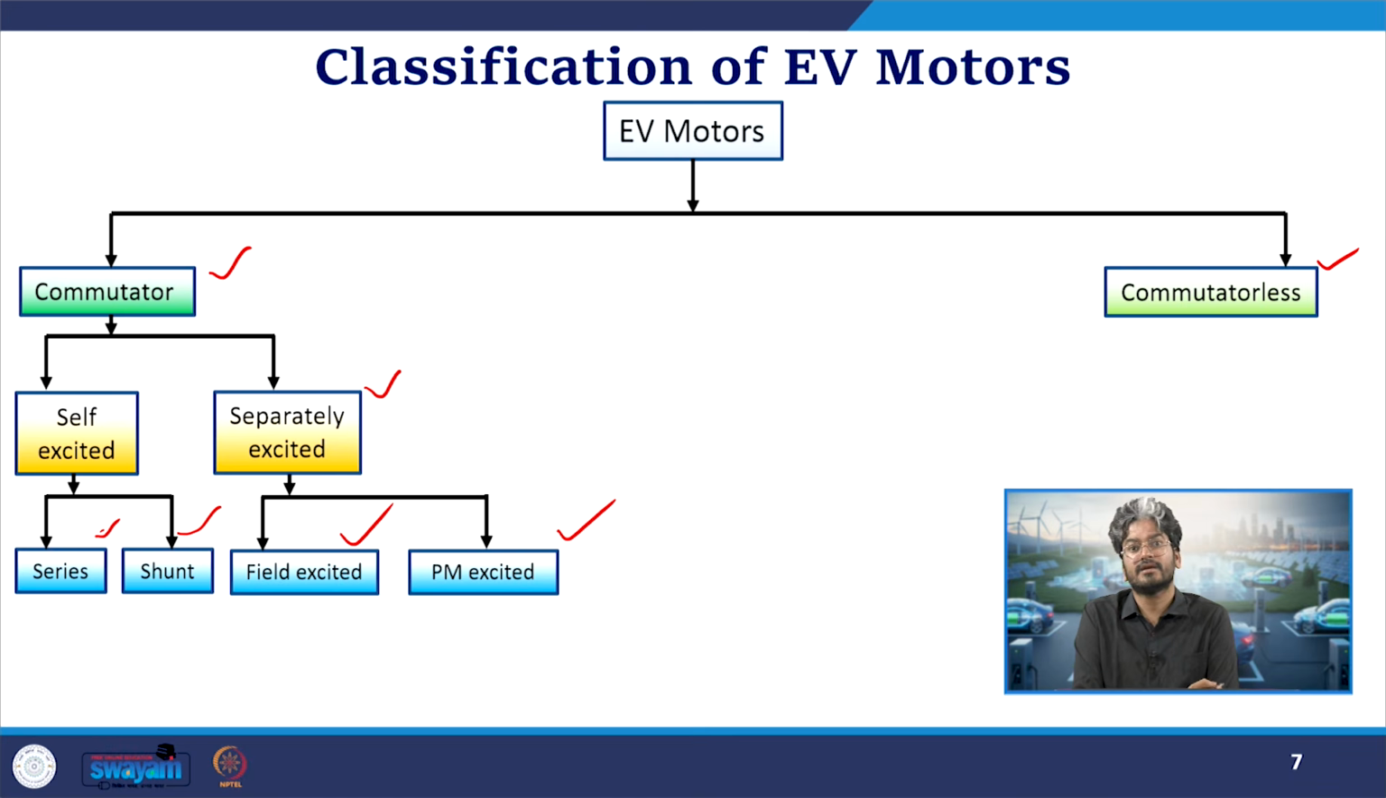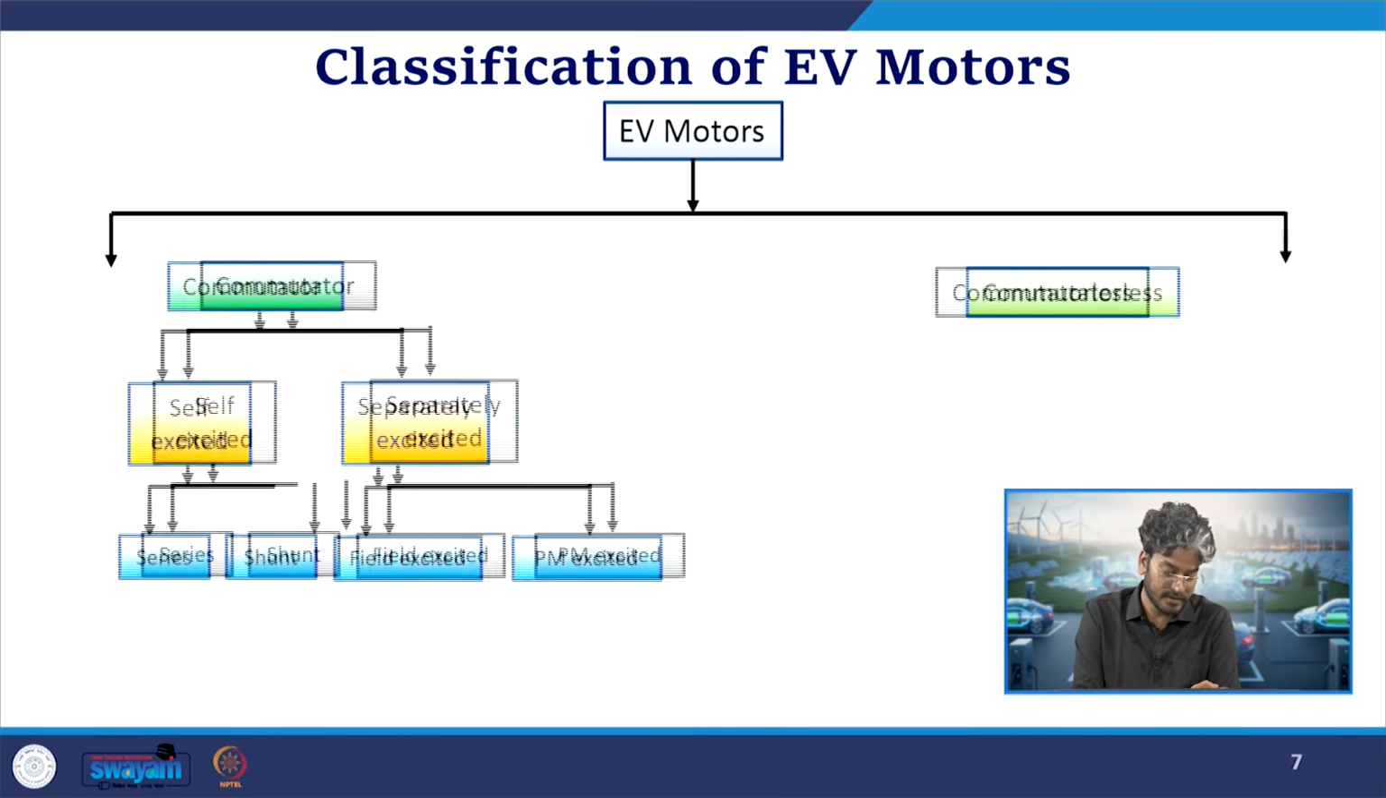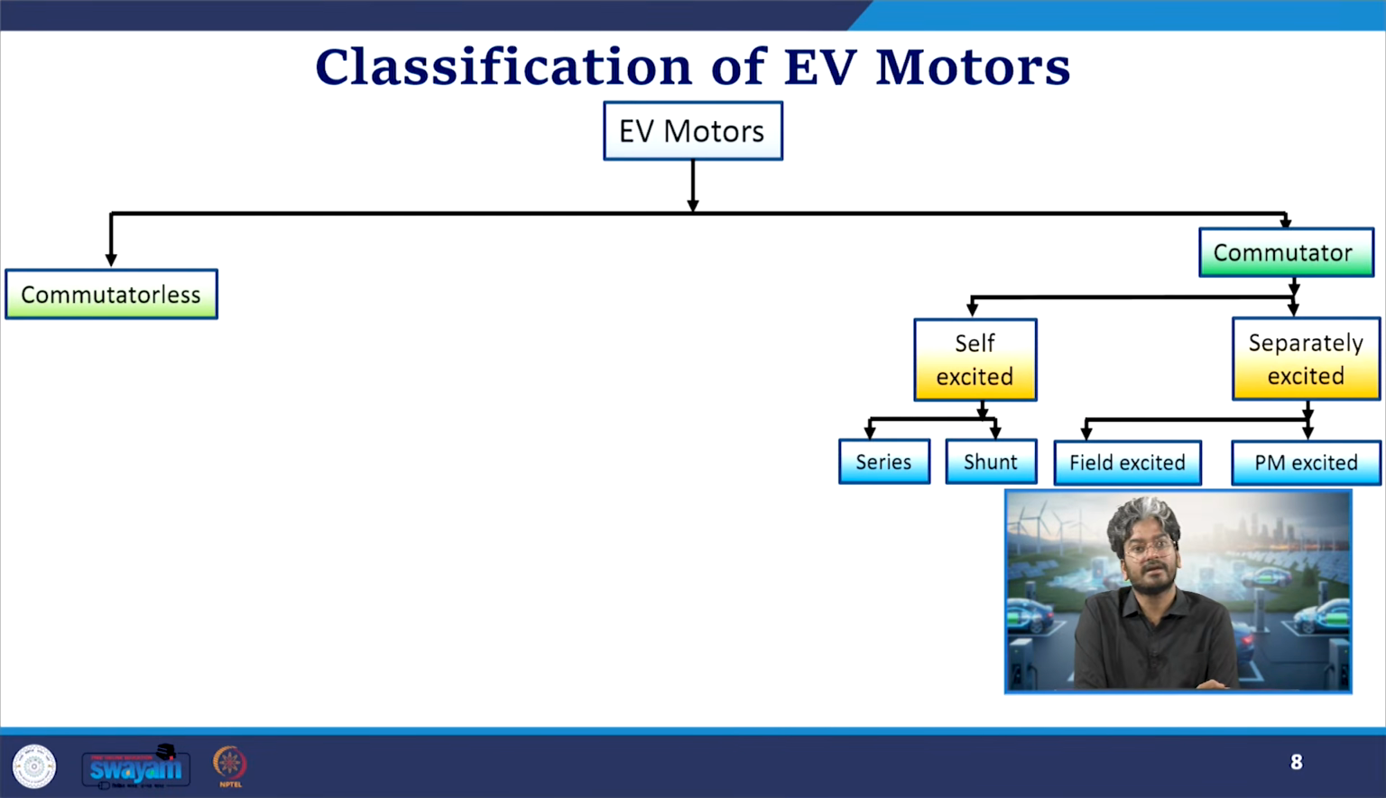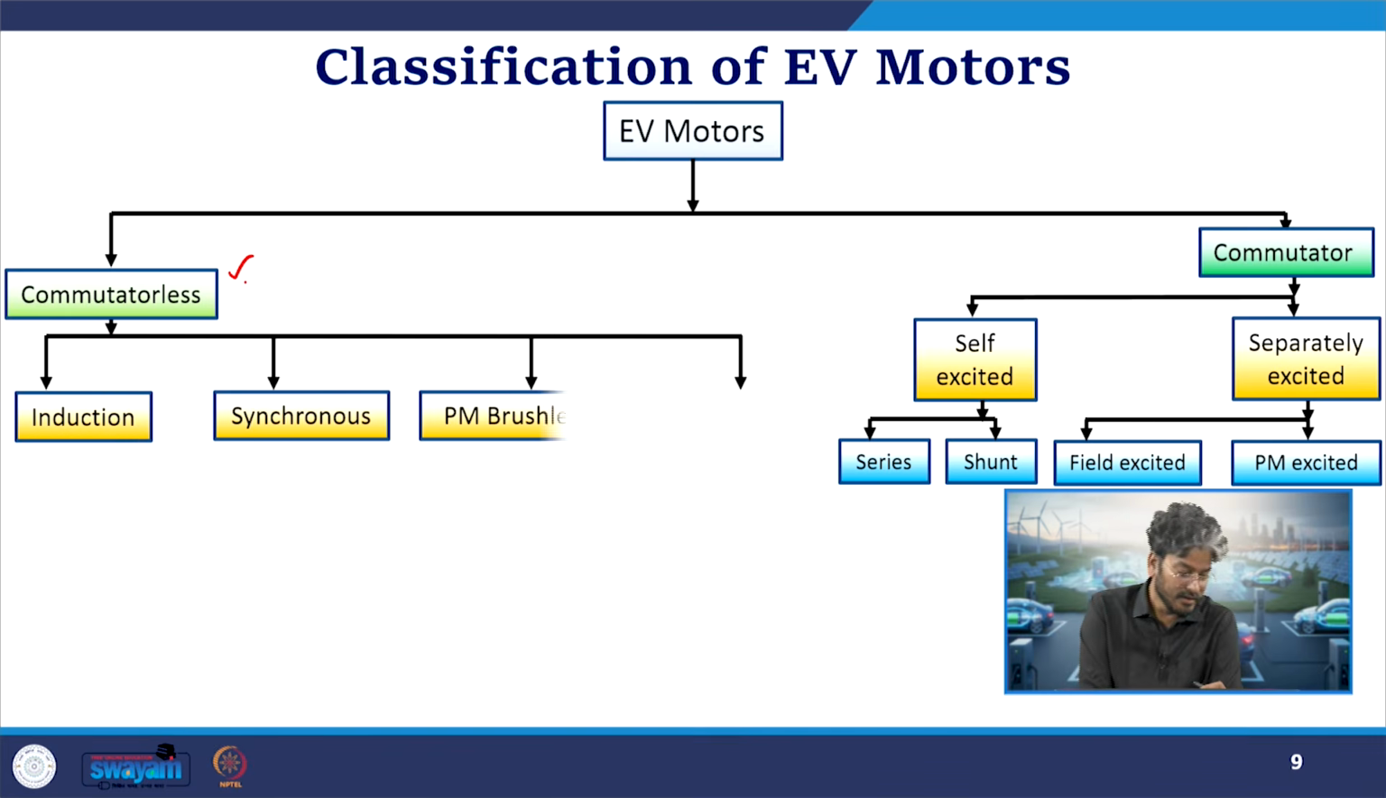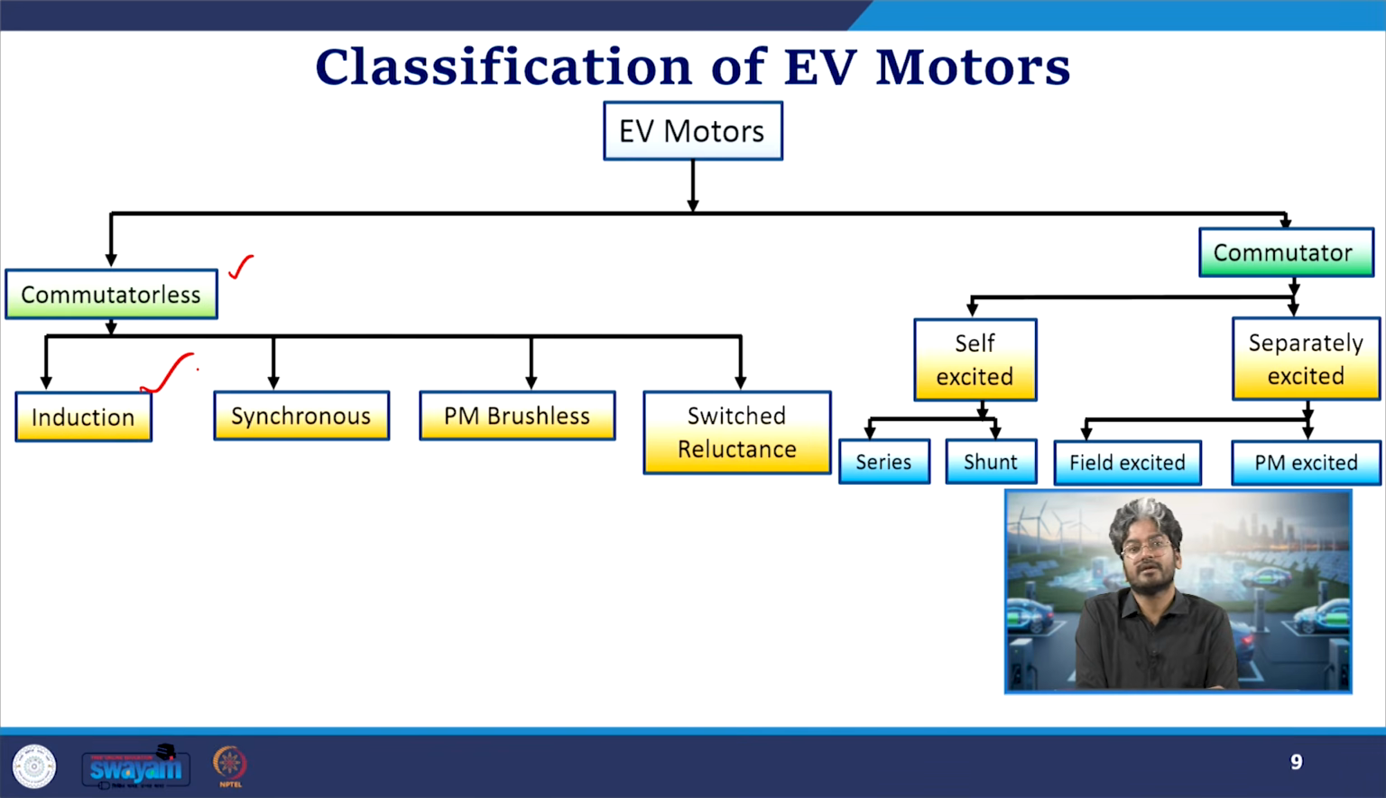When we go through the next few slides, we will understand that the induction machine and the permanent magnet synchronous machine are the ones widely used in our electric vehicle applications. Commutator-less is the second type of electric motors. In this we have the induction type, where the working principle is based on electromagnetic induction. We will see that in the next slide. Synchronous machine means it rotates at a particular speed depending on the supply frequency and the number of poles inside the machine.